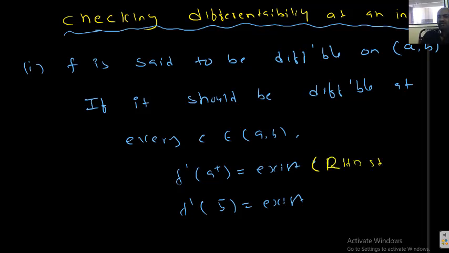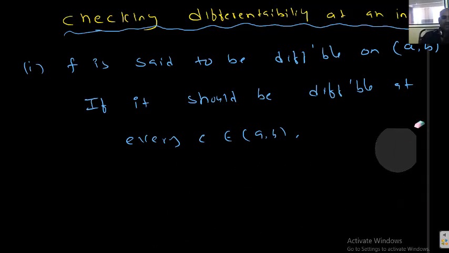At x equal to a, the RHD should exist. Here, at x equal to b, the LHD should exist. In this way you can check the differentiability on an open interval. Now I want to discuss the closed interval, students.